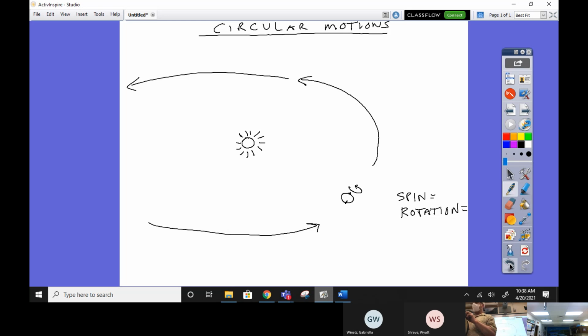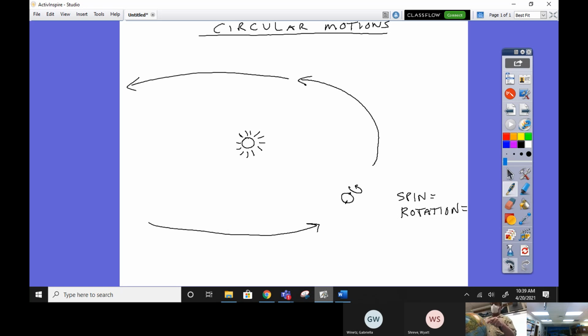Like, let's see, where can I see? All right, I can see Indiana right here. How long does it take Indiana to come back to that spot? 24 hours, right? It takes a day. So I guess you guys couldn't see that. One day for the Earth to turn once, huh?